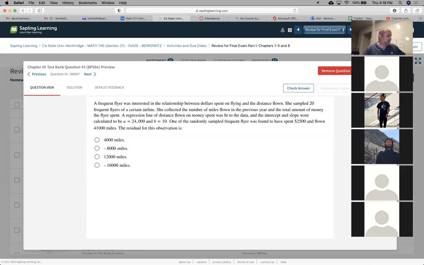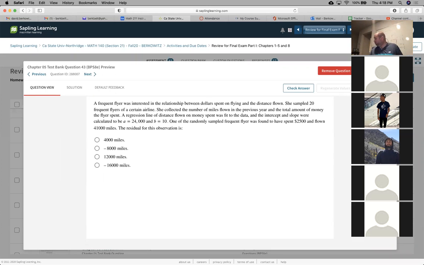What is the equation of a line if you know the slope and the y-intercept? Anyone? All right, well, this has been a good talk. Yes, y equals mx plus b. m is 10, b is 24,000. So the equation of the best fit line is that.